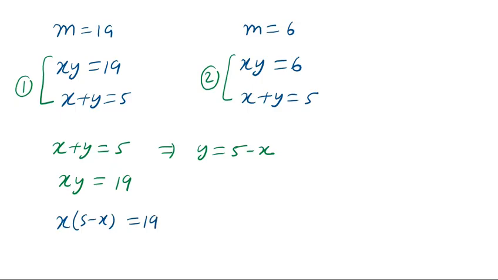Now x is multiplied by 5 minus x, then here 5x minus x square is equal to 19. Now if we take all the expressions on the same side, then x square minus 5x plus 19 is equal to 0. We have a quadratic equation in terms of x. Here x square minus 5x plus 19 is equal to 0, and this quadratic equation is not factorizable.